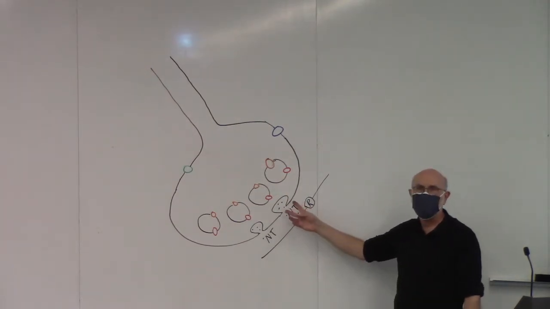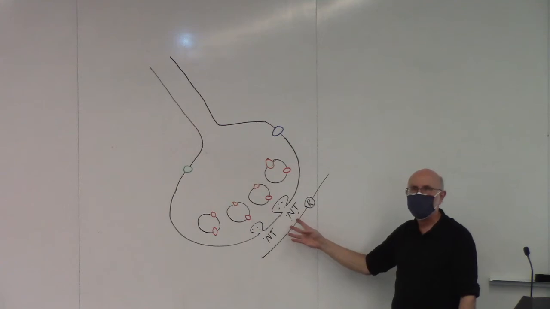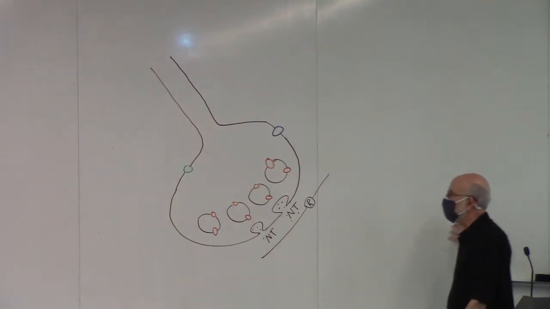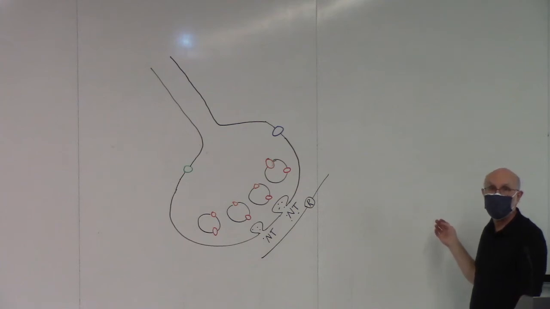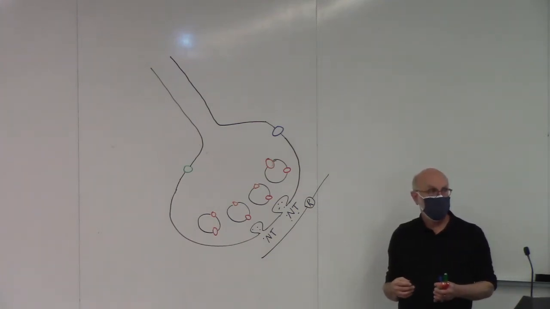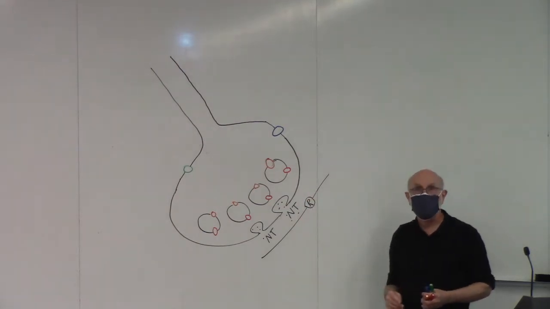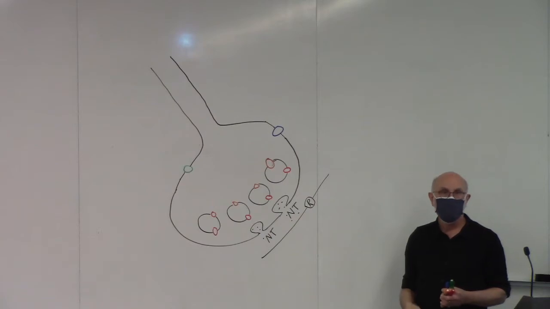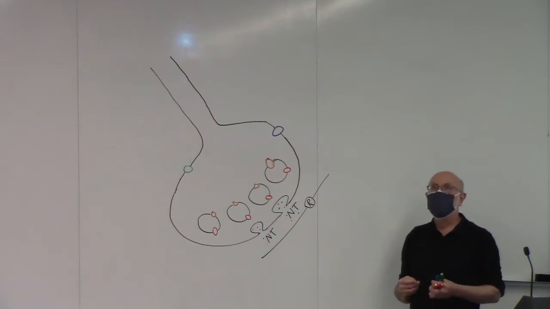I'm not showing SNAREs and stuff. We've fused and we've released neurotransmitter. It has interacted with receptors, and stuff has happened in the postsynaptic cell. That's all happened. Now we have to end this process by taking this neurotransmitter up and putting it back into the vesicles where it came from, for the next release time.